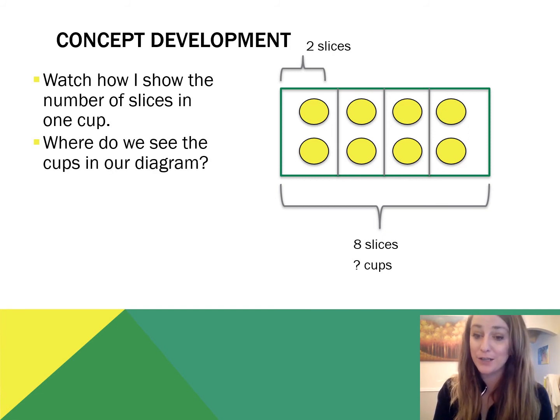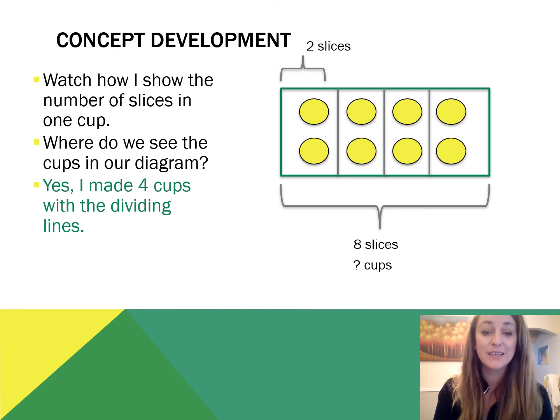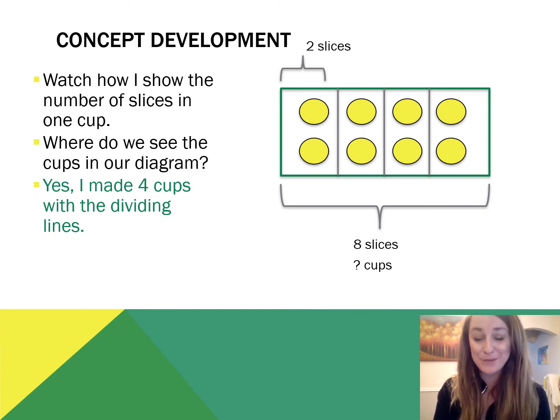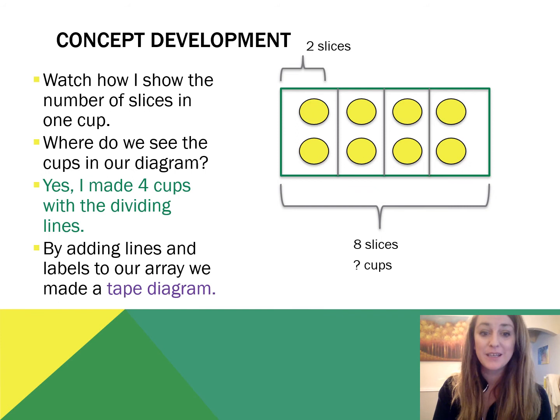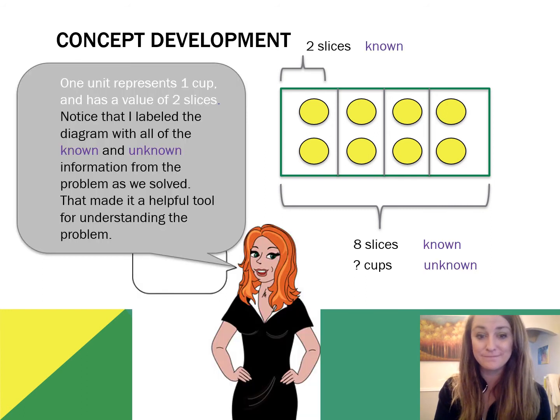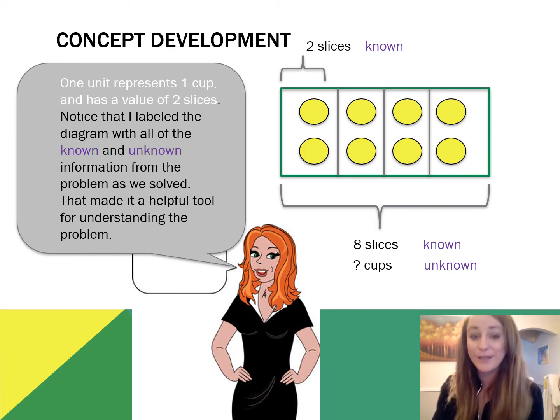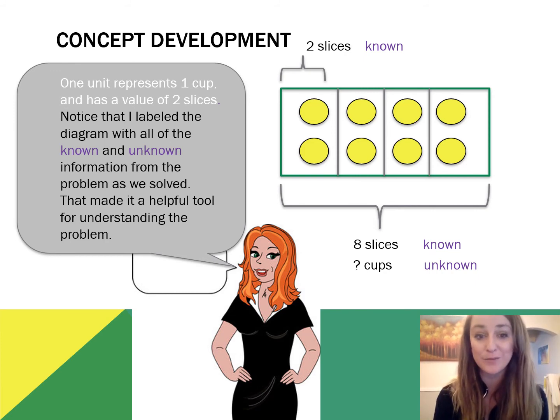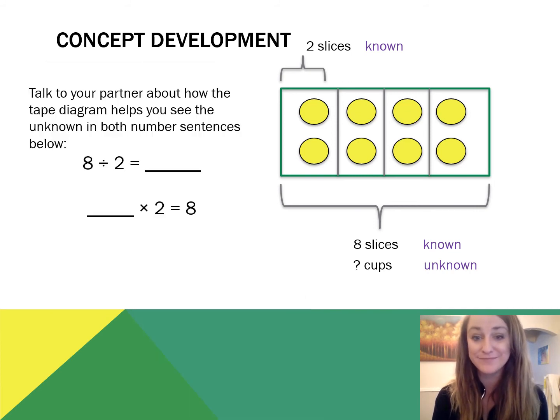Where do we see the cups in our diagram? Yeah, I made 4 cups with the dividing lines. By adding lines and labels to our array, we changed it from an array to a tape diagram. Say it with me, tape diagram. 1 unit represents 1 cup and has a value of 2 slices. Notice that I labeled the diagram with all the known and unknown information from the problems we solved. That made it a helpful tool for understanding the problem.